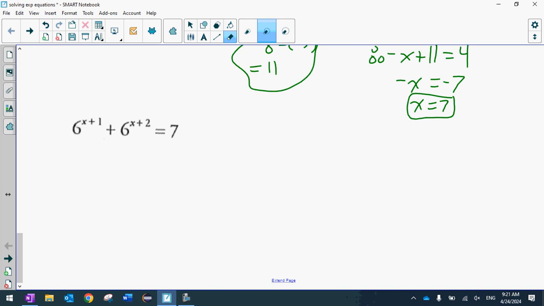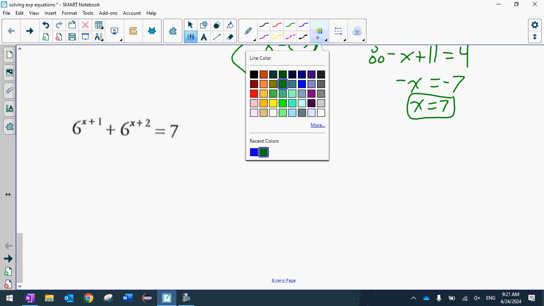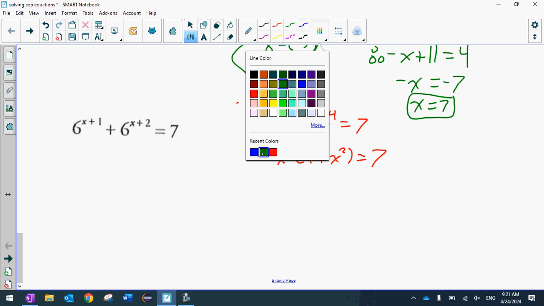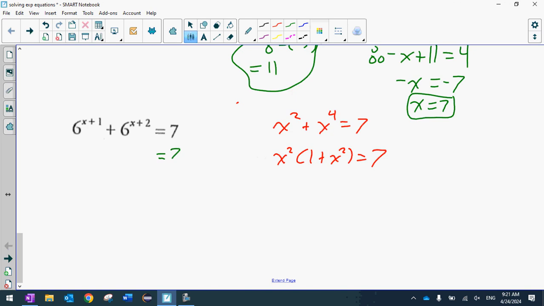Now just imagine it was something like x squared plus x to the power of 4 equals 7. If you wanted to factor that, which wouldn't help you solve right away, you'd have a common factor of x squared, and you do this. Okay, that's what we're going to do here on this actual equation. I'm going to leave this as 7.